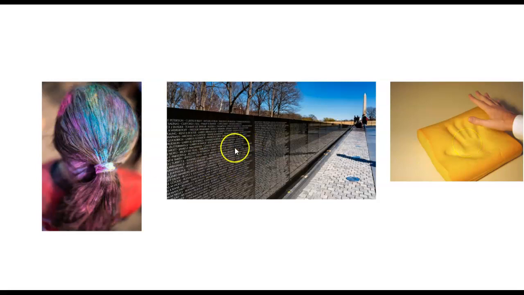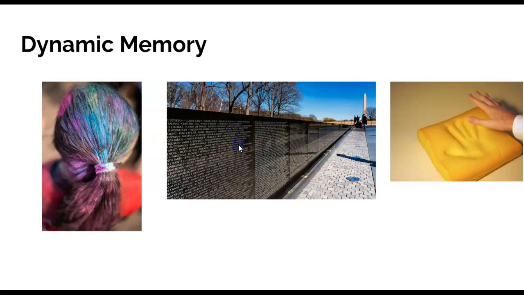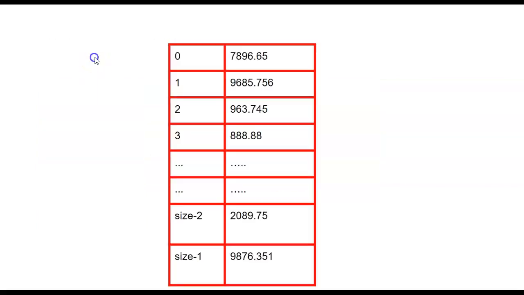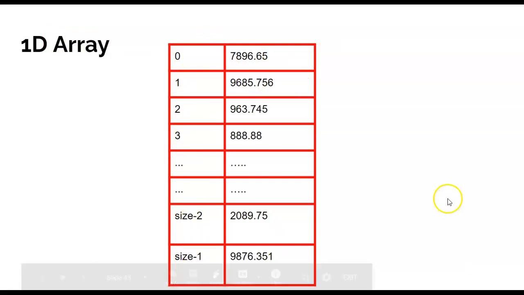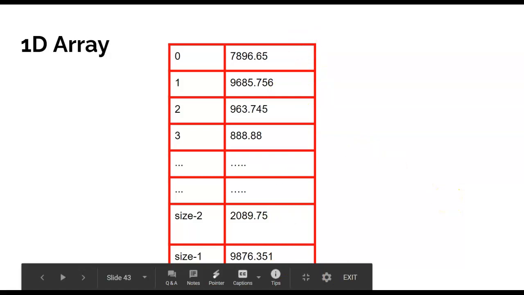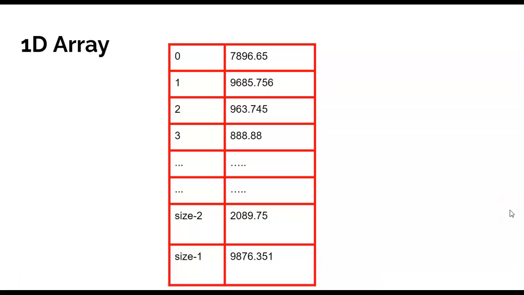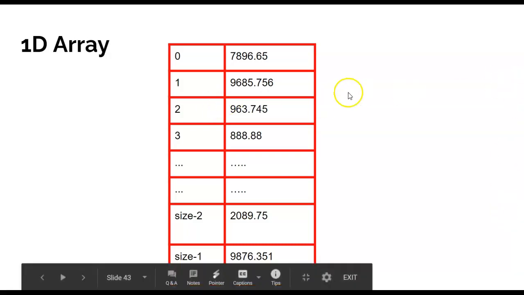Dynamic memory, major topic in this course. This represents a 1D array, so all arrays have subscripts or indexes starting with 0, ending with size minus 1, and they store values. Arrays in C are different than lists in Python, and if you're a Python student, you need to watch those videos on arrays so you can get up to speed. It won't be a completely new concept, but it's just different.